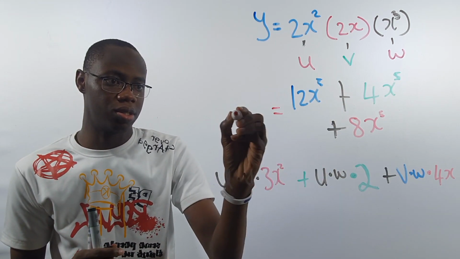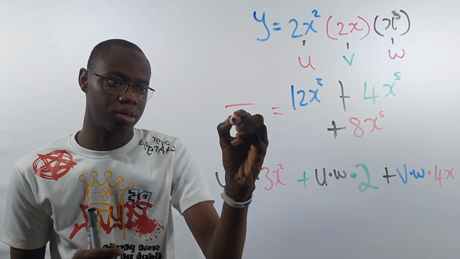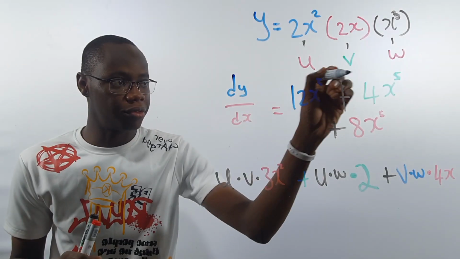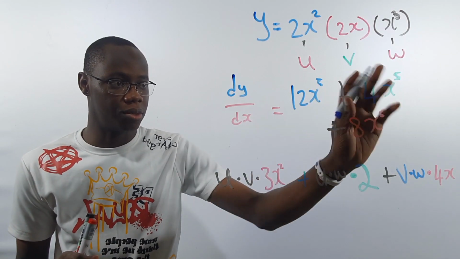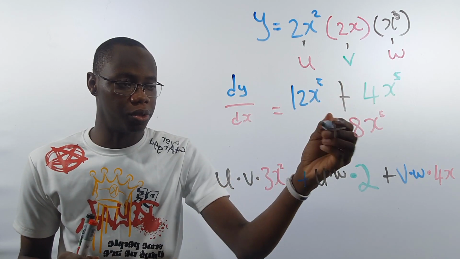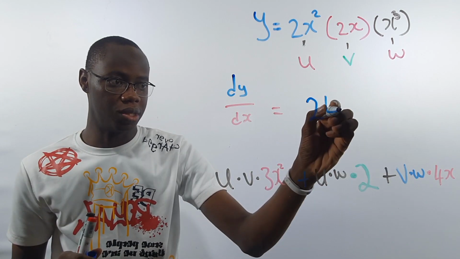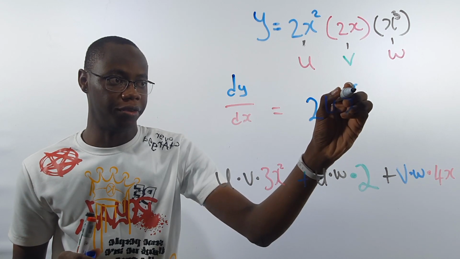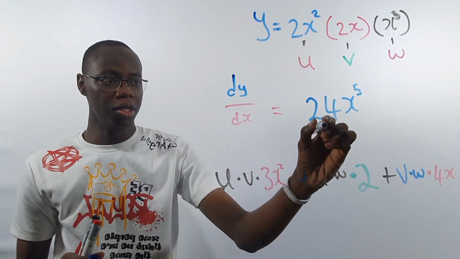So of course this is the y over the x, and you can see that everything has the same power, so we can add them together. So 12 plus 4 plus 8, that will be 24. 24x raised to the power 5. Very easy, and you've gotten everything here.